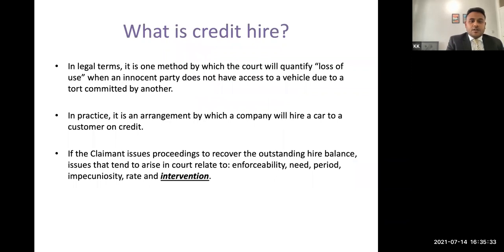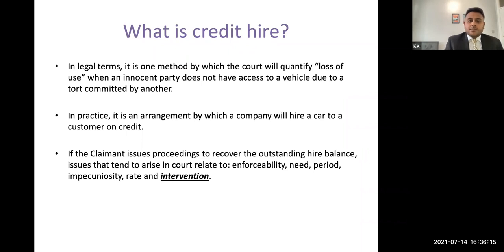Turning now to the issue of what credit hire is, by way of a very brief and simple overview, it's the method by which the court will quantify the loss of use when an innocent party doesn't have access to their own vehicle due to the negligence of another. And of course, in practice, what this means is it's effectively an arrangement by which a company will hire a car to a customer on a credit basis. And that, of course, means they don't pay for the hire charges at the point of beginning the hire contract. These charges are, of course, incurred at the end of the contract.